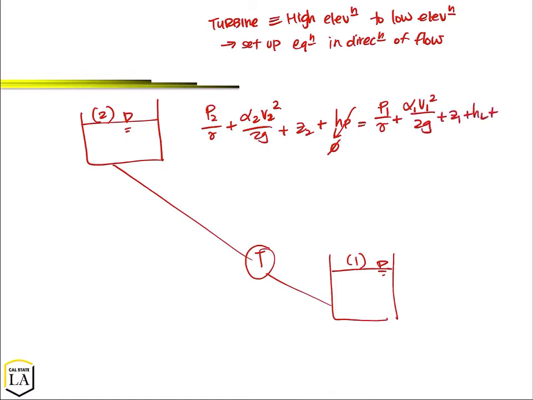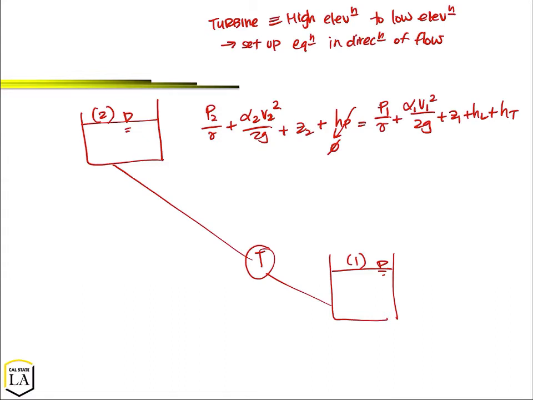We might have losses, and we have our turbine. The ones and twos, don't get so bogged down by the ones and twos. What matters is moving in direction of flow. That is the only thing that matters. You set up your system moving in direction of flow.